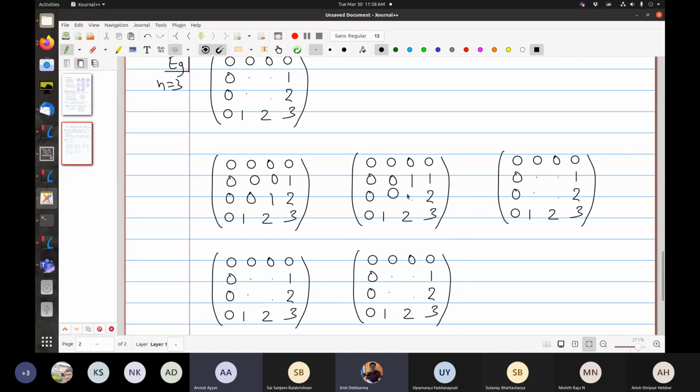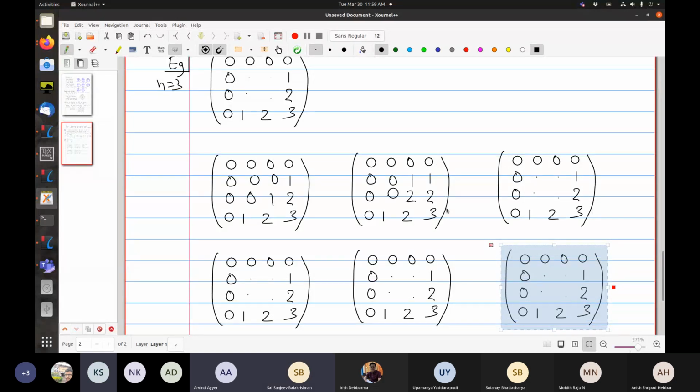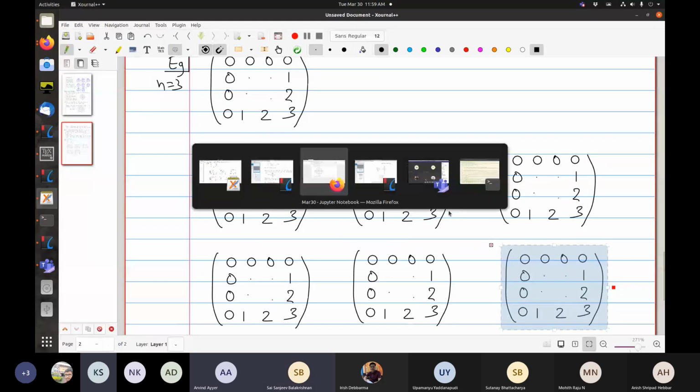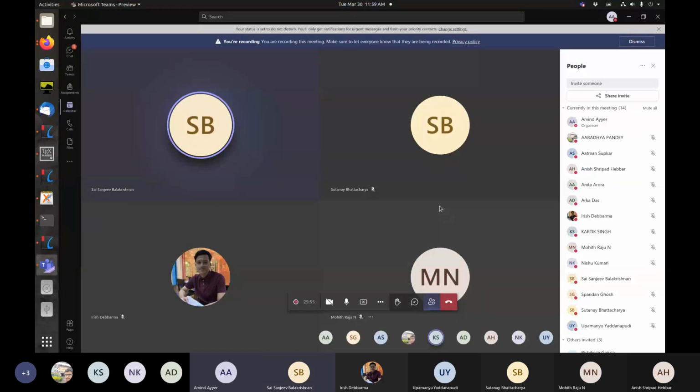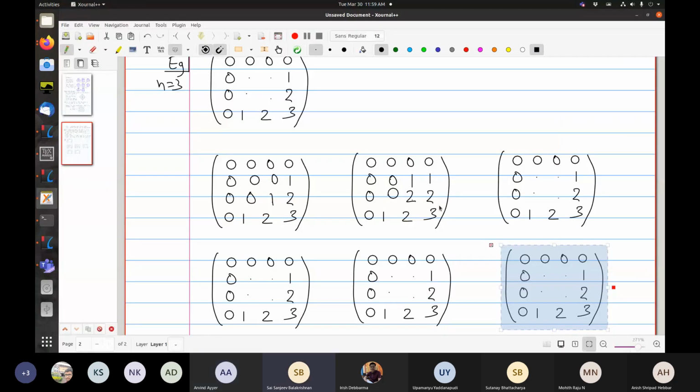0, 1, 0, 2. Is that right? Yes, that's okay. Go on. Sir, in the third row, 0, 2 won't work, right? Yes, Sai Sanjeev. It won't work because this is 0. But 1 will work. So 0, 0, 1, 0, 1, you mean? Yes, that's correct.